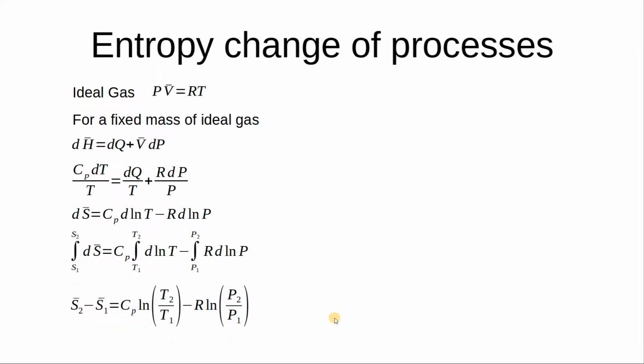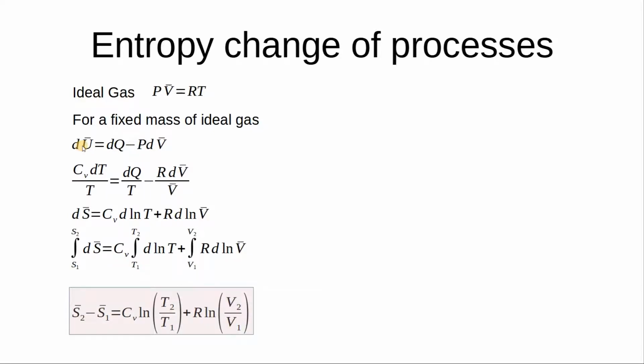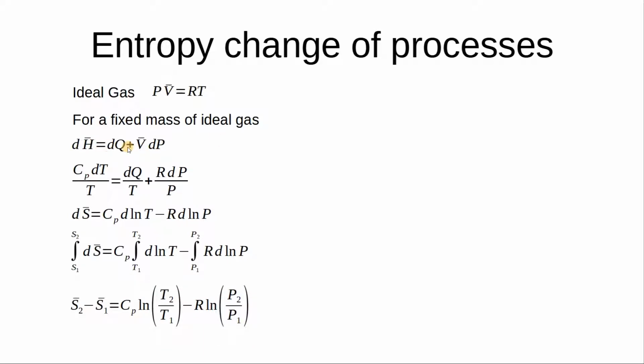Now, what if we have pressure and temperature changes? Well, we can write the equation du is equal to dq minus pdv as dh is equal to dq plus v bar dp. Dividing the above equation by T, writing dh as Cp dT and v bar as RT upon p and rearranging the equation, we get this equation, that is ds is equal to Cp d ln T minus R d ln P.